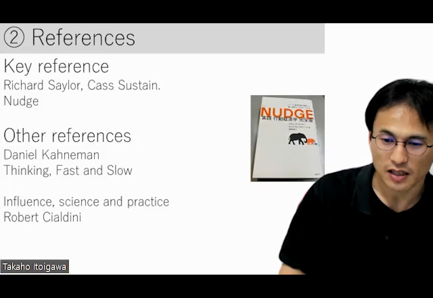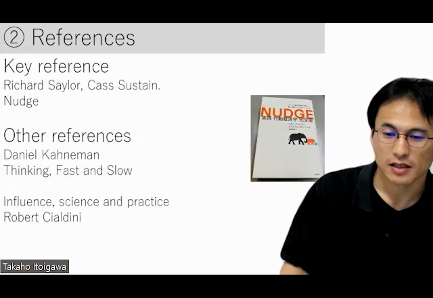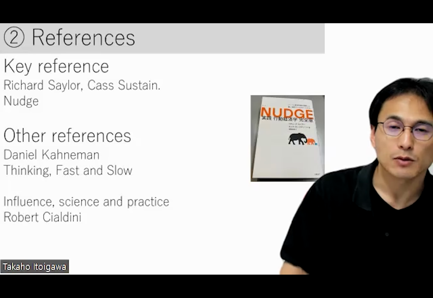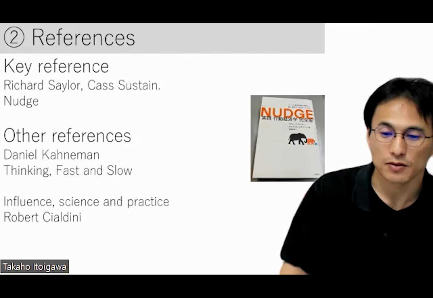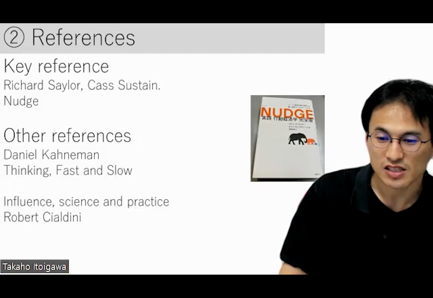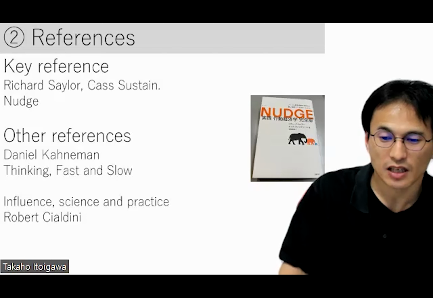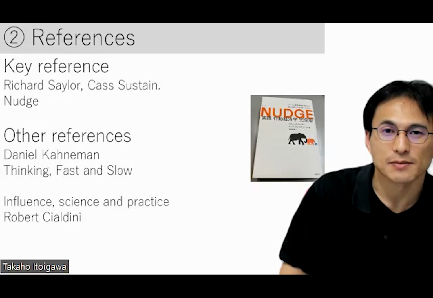The second book is Influence: Science and Practice by Robert Cialdini. This one, too, provides many concrete examples of people's decision-making biases and examples of nudges that apply decision-making biases.